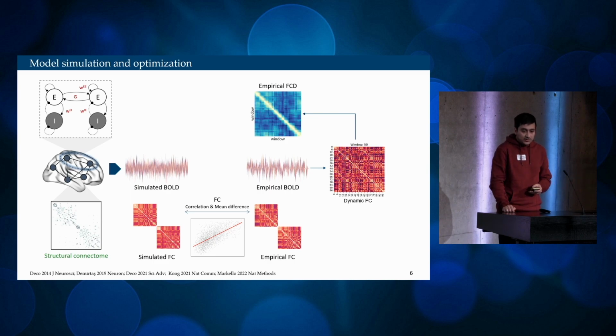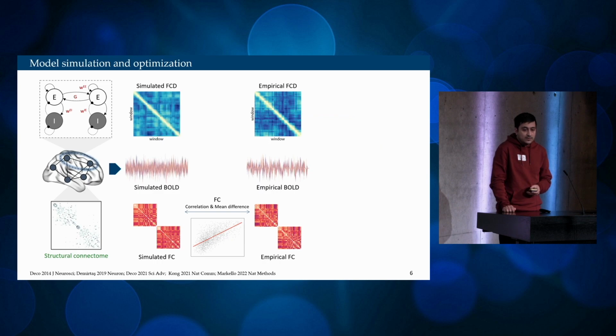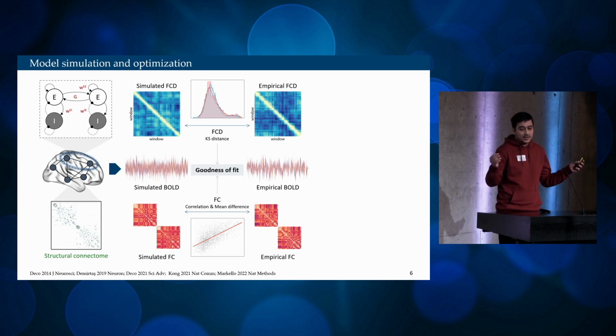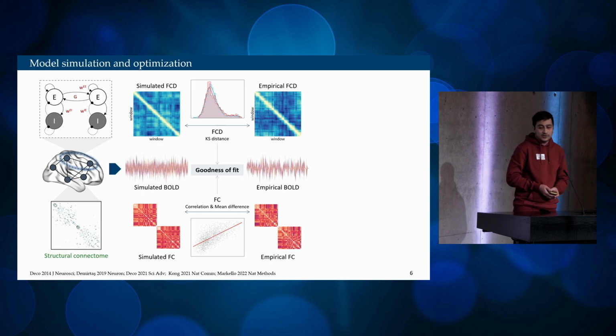And we care about the distribution, right? So we do the same thing in the simulated data, and then we look at their distribution and see how close they are. Therefore, we want to minimize the distance of the distributions of functional connectivity dynamics matrices. So we have 3 goodness of fit features, and we combine them into a single measure of goodness of fit.